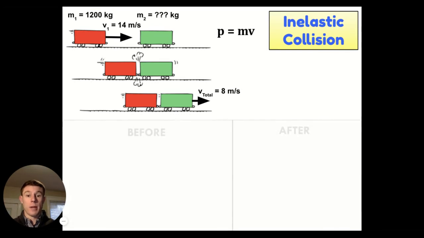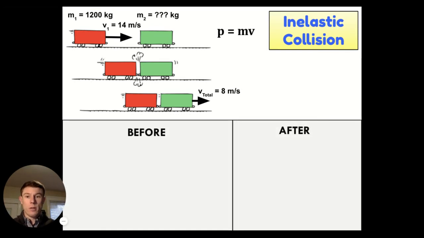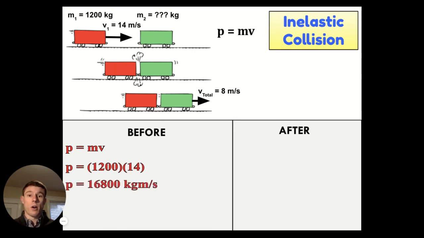So again, let's take a look at momentums. We'll start with before. Initially, the red cart has some momentum because it's moving. That's the mass times velocity, or 1,200 kilograms times 14 meters per second. Put that in the calculator, and we get that the momentum of the red cart is 16,800 kilogram meters per second.